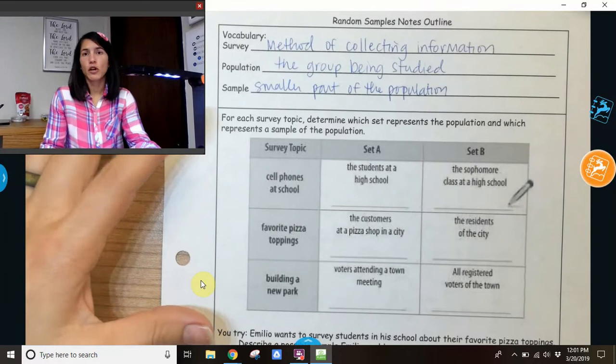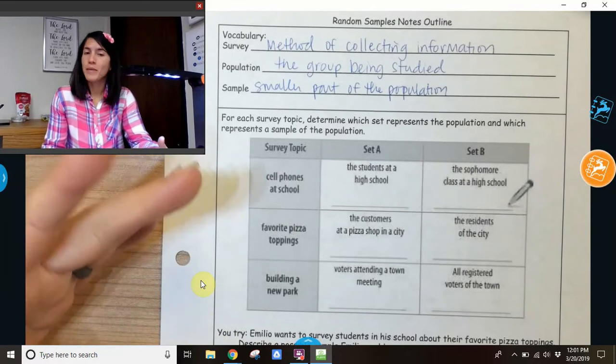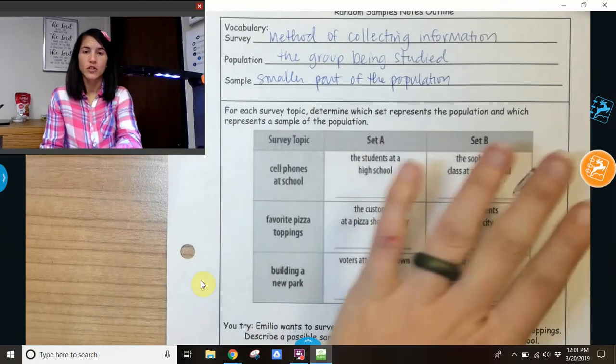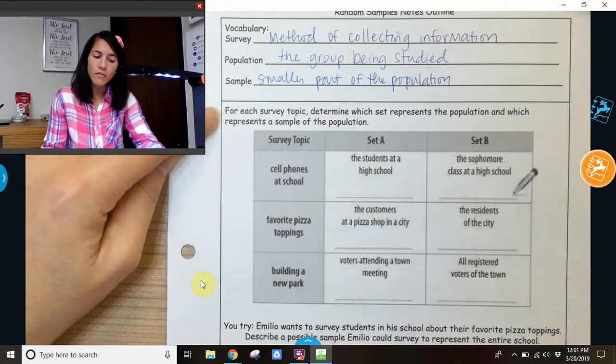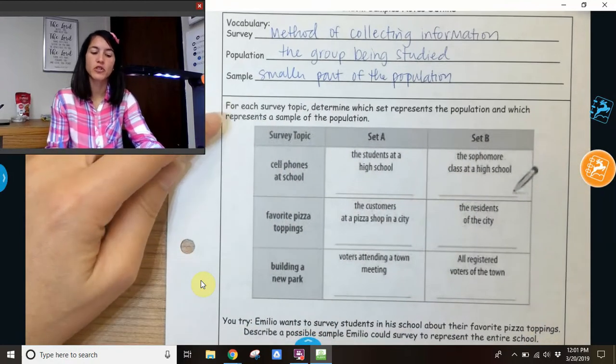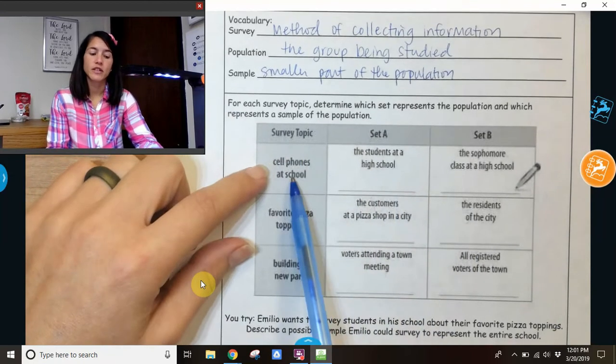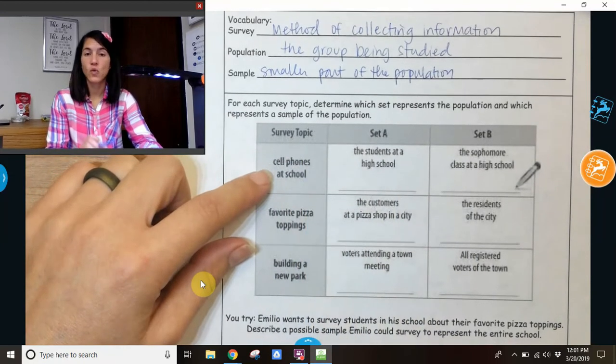So today we're going to talk about what makes a good sample, what makes a bad sample, and the difference between a sample and a population. So you have this chart. For each survey topic, determine which set represents the population and which represents a sample. So here's the survey topic, cell phones at school.